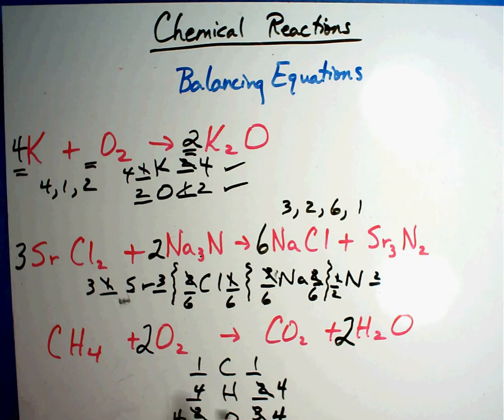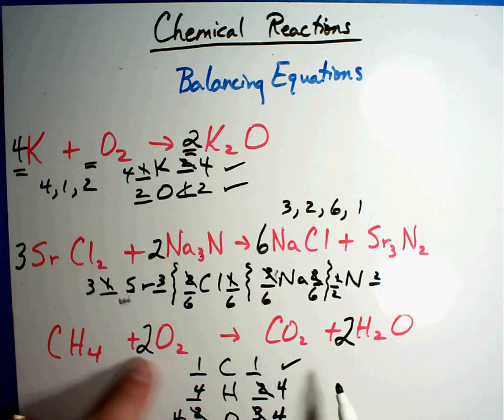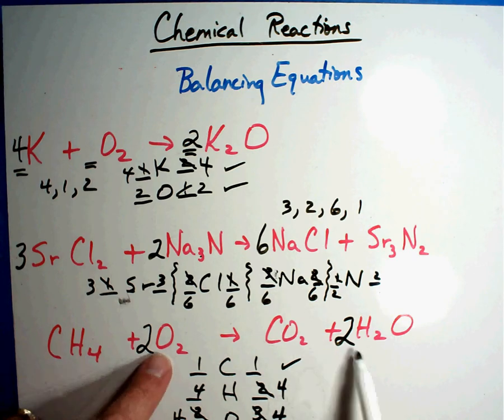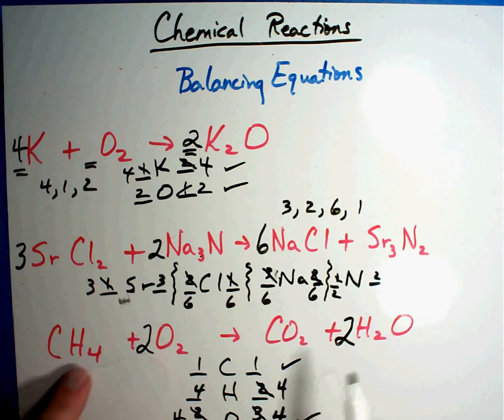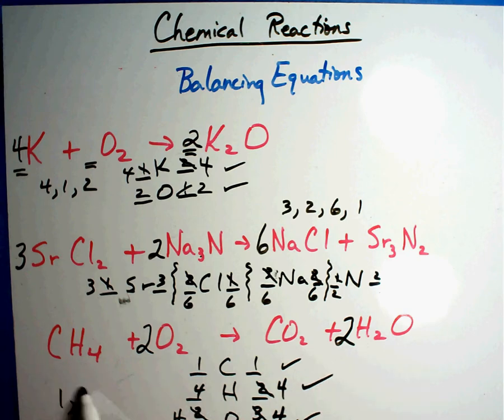Let's check. 1 C, 1 C, that's right. And 4 O's, 2 and 2, 4 O's. I got that. 4 H's and 4 H's. That's right. 1, 2, 1, 2. Interesting one. That's how you balance equations.